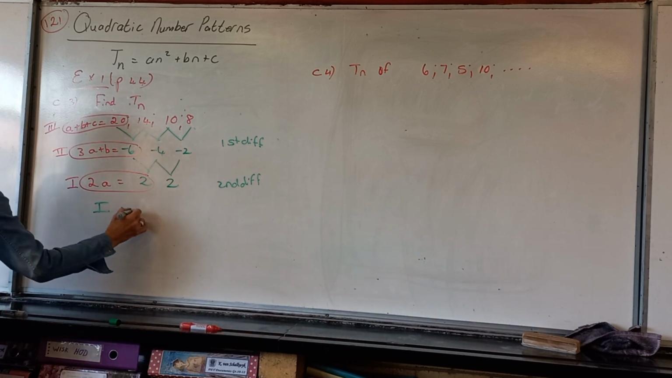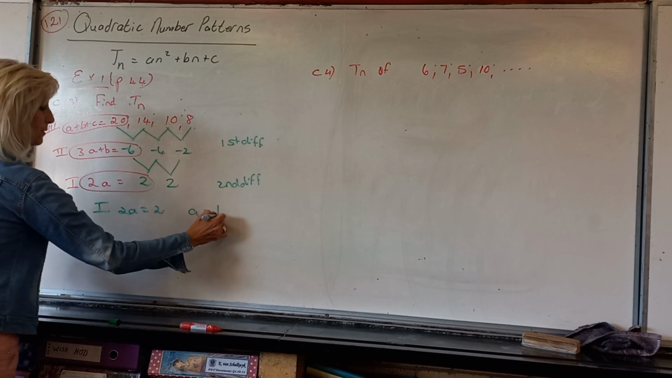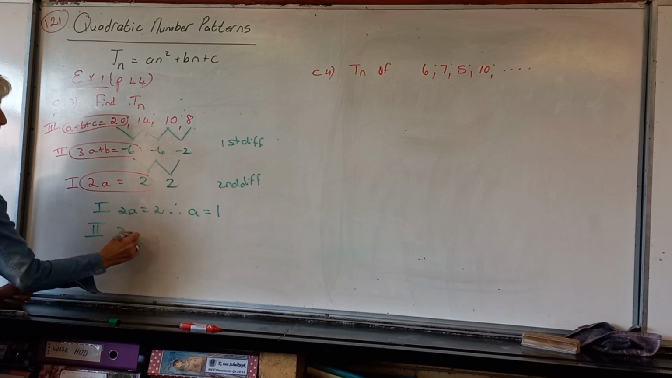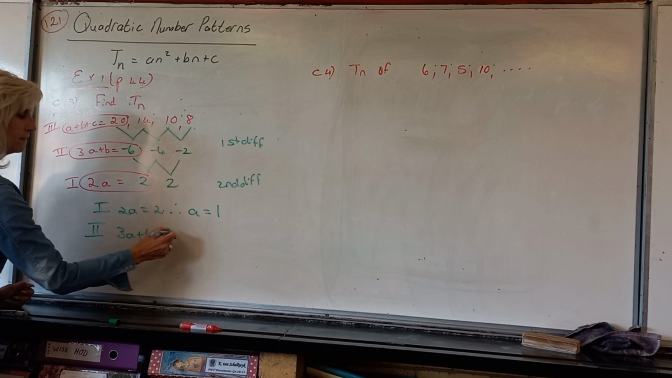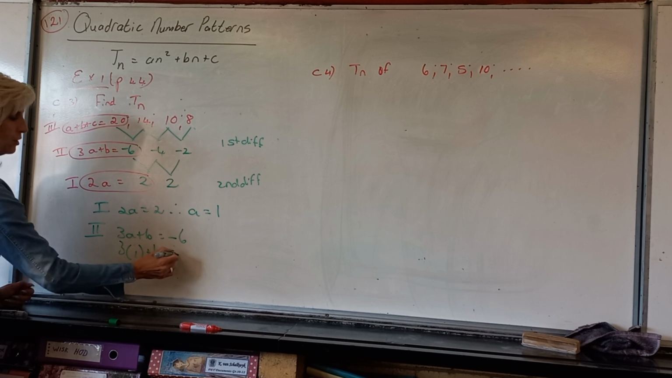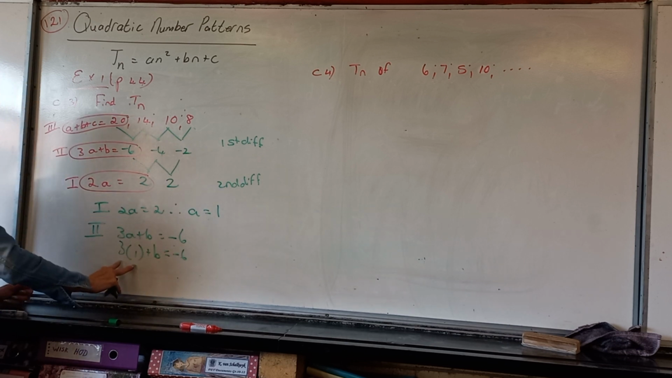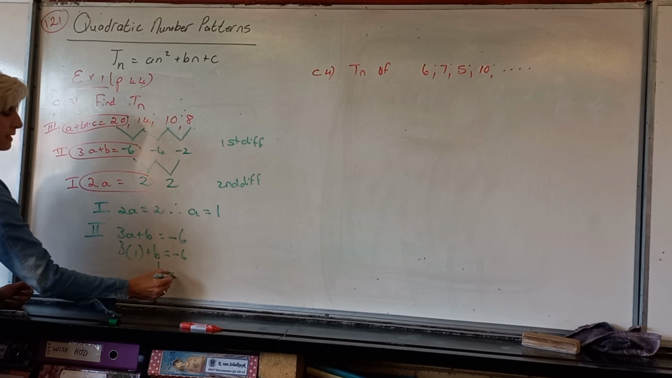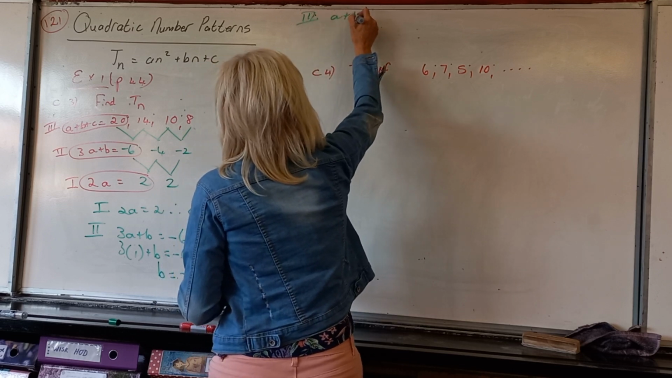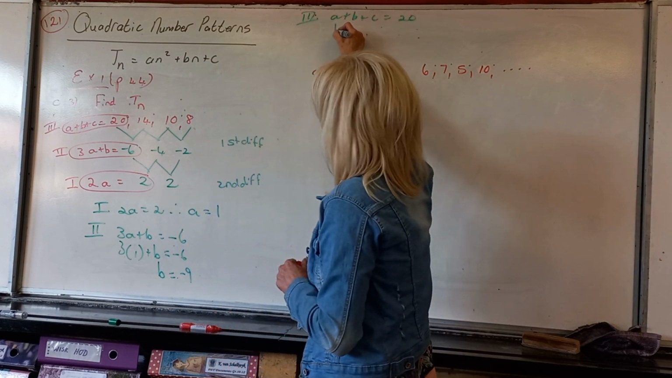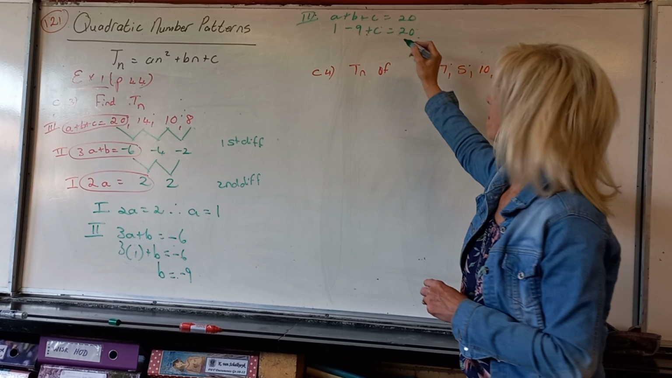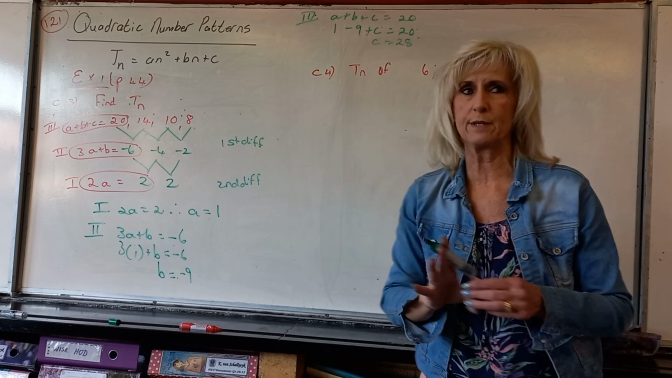Step number 1 is where 2a is equal to 2, so we say that a is equal to 1. Then we go to step number 2, where we've got 3a plus b equal to negative 6. Now we know that a was 1. Now you can have less steps, it's fine. But positive 3 will become negative 3, and b is equal to negative 9. Then our third step is a plus b plus c is equal to 20. A was 1, b was negative 9. That means that c will be 28.